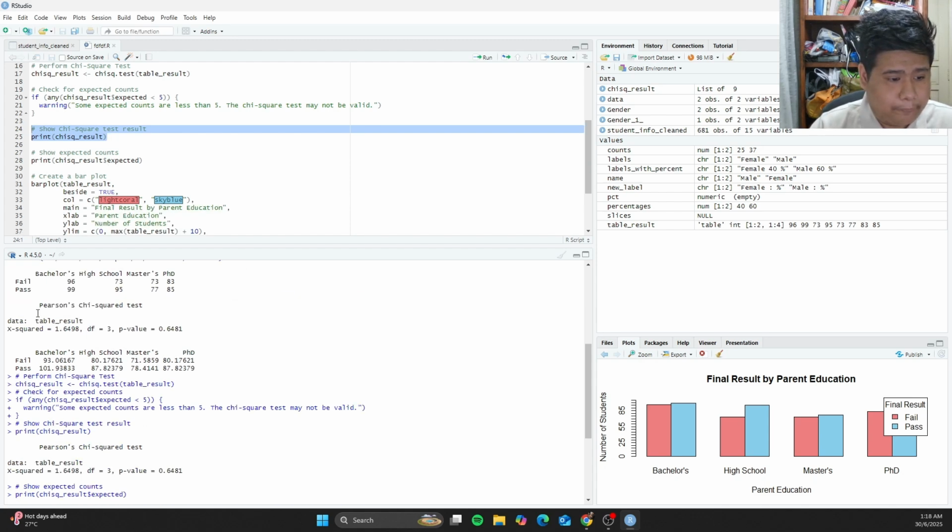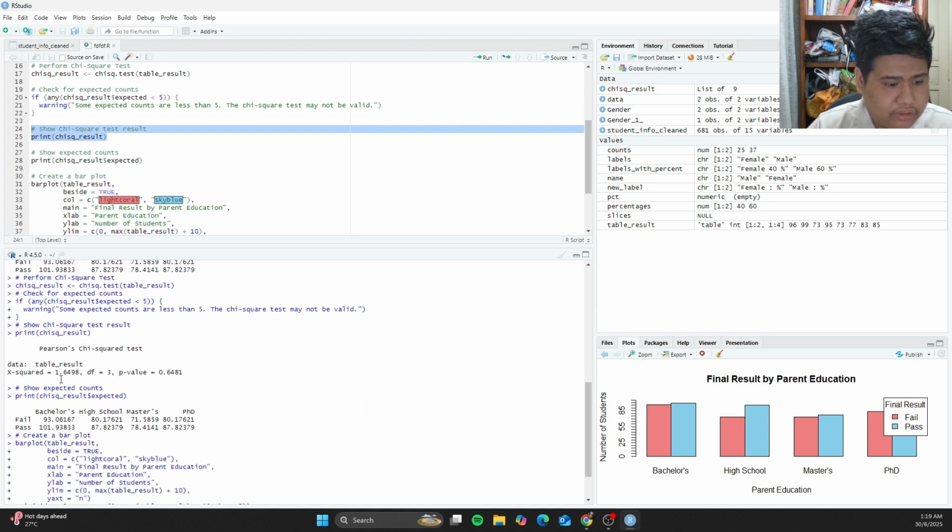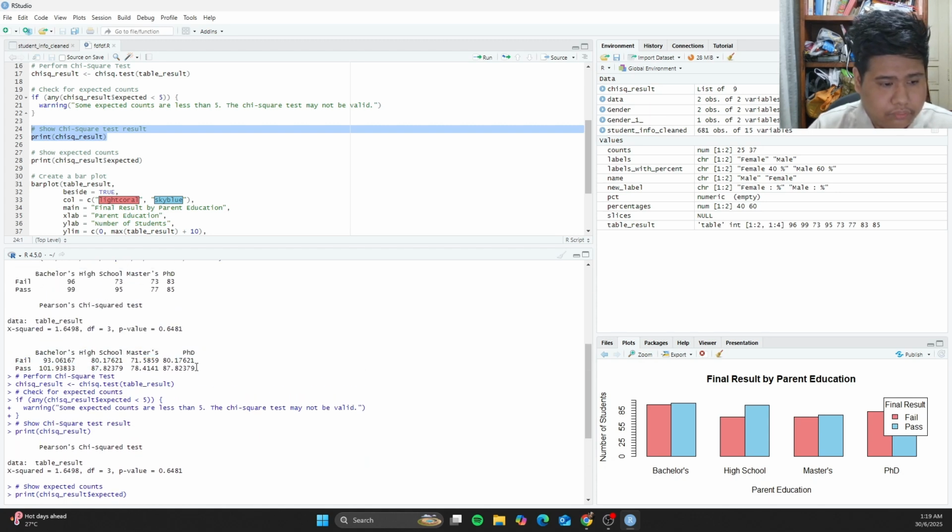So this is the chi-square test statistic result. We get the X-squared value at 1.6498, and the degrees of freedom is 3. We get the degrees of freedom simply by number of rows minus 1 times number of columns minus 1. So we have 4 columns minus 1 times 2 rows minus 1, we get 3 here, and the p-value is 0.6481. And this is the output for the expected count.